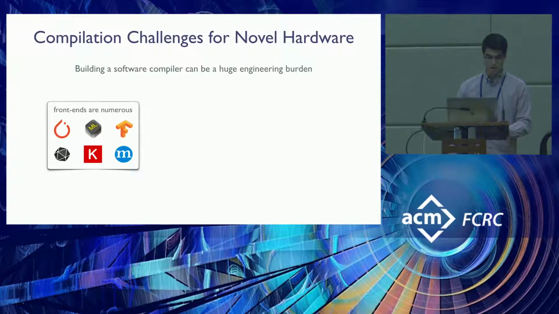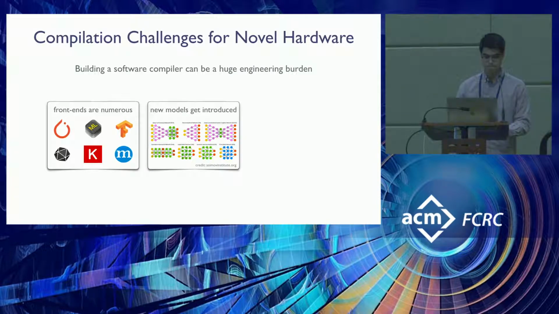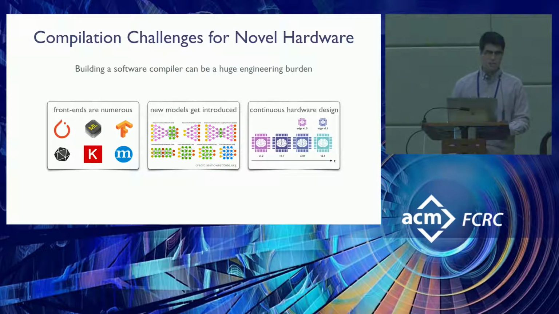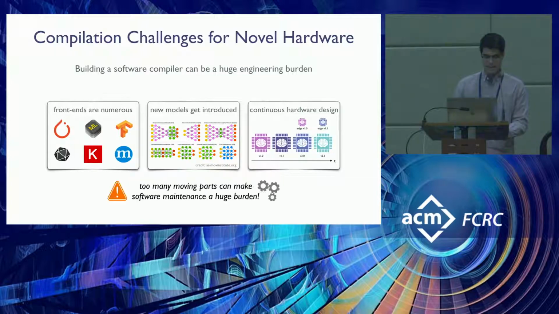Why is it hard? Well, first of all, there's a lot of different deep learning front ends. There's also a lot of new models being introduced, as Jared pointed out, every day. And also, if you're designing hardware, this is part of a continuous process. There's going to be multiple iterations of hardware designs. You might also have high power or low power designs that you're constantly iterating, designing, and testing. And this means that essentially your compiler will have a lot of moving parts. And that can be a huge burden in terms of maintaining software.